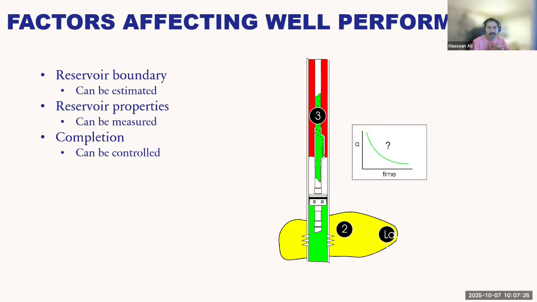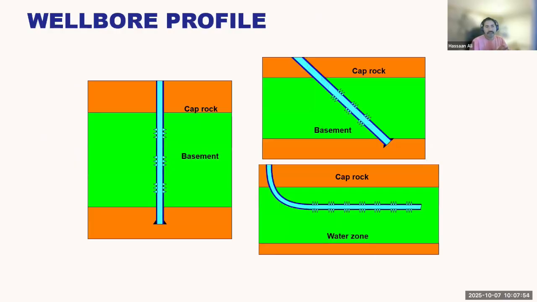That means that is one thing which you can control. Reservoir boundary and reservoir properties are the two things that can be measured and estimated, but they cannot be controlled. Completion is the only thing that you can control. And by controlling this completion design, you can effectively meet your production targets, or you can miss your production targets if you do not choose it wisely. Now you can very well understand that selecting the right completion design is very important when we are producing from a well.